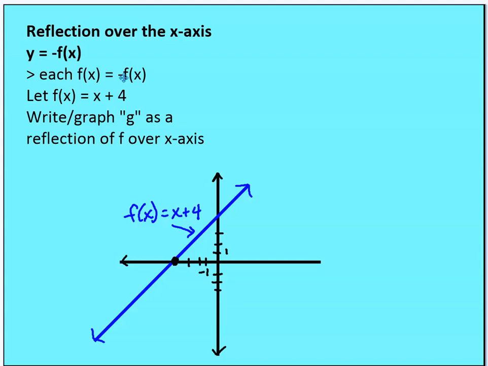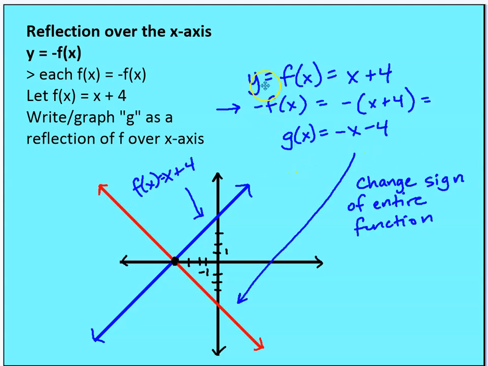And now we're going to let f of x equal x plus 4, and then we're going to write our graph g as a reflection over the x-axis. All right, so I have y is equal to negative f of x, and then I am going to rewrite the function y is equal to f of x. That's equal to x plus 4. g of x is equal to negative f of x. So that's negative, and then in parentheses, because it's the entire value of the function, negative x plus 4, which ends up making g of x negative x minus 4.